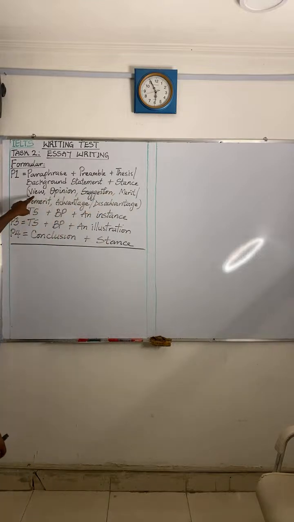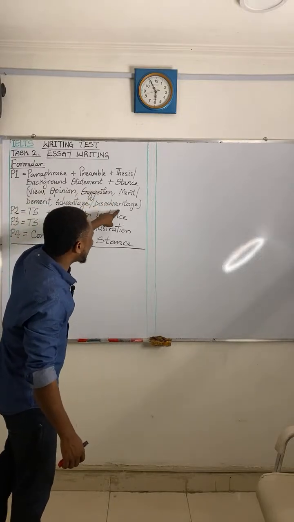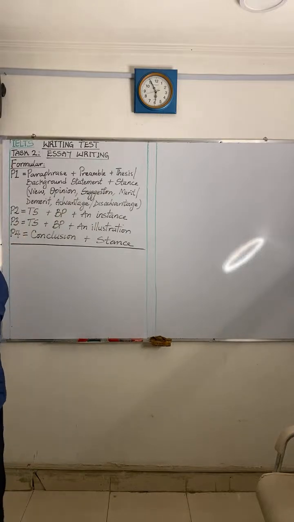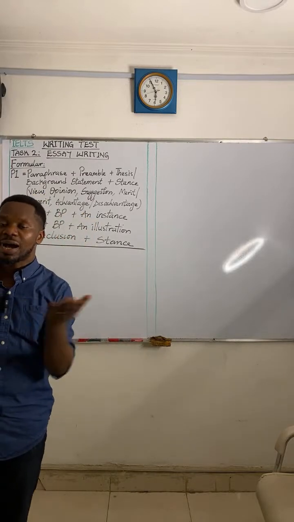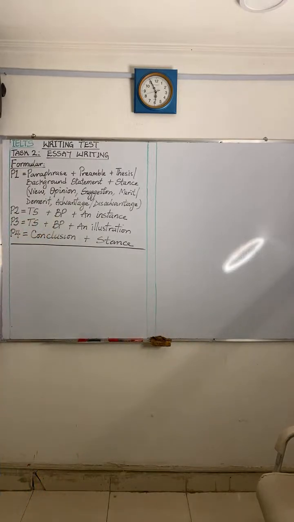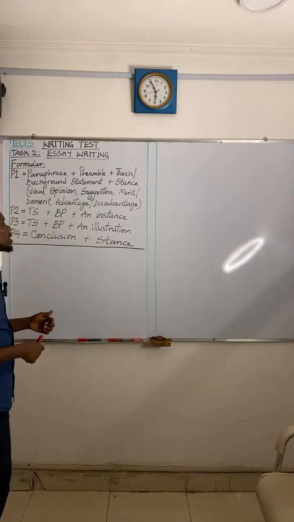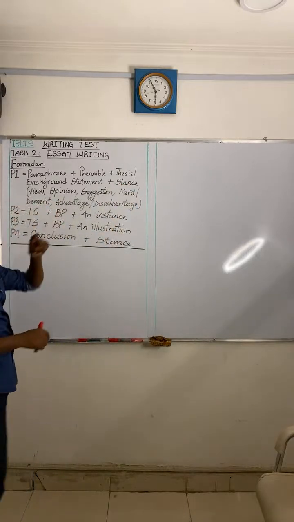Stance could be your view or your opinion or suggestion or merit or demerit, advantage or disadvantage, depending on the question. If the question says, do the advantages or do the merits outweigh the demerits? That means you are to establish whether or not the merits outweigh the demerits or they are at par with each other. If you are required to establish your own opinion, that means your stance is about your own opinion.